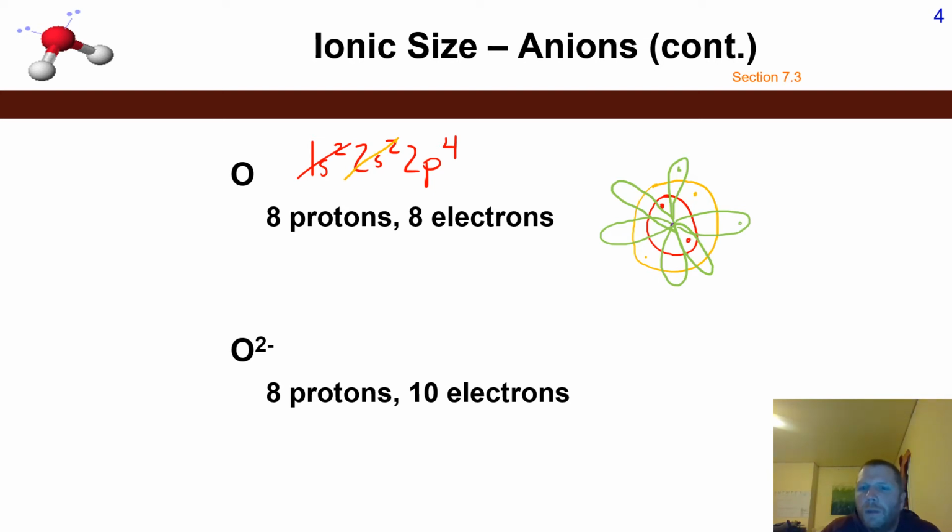I've got 1 in my p sub z. Okay, so that's 3 of my electrons. My 4th electron is going to go into my p sub y. So I've got 2 electrons, 1 in each lobe of my p sub y. Okay, so that means, what do I have?